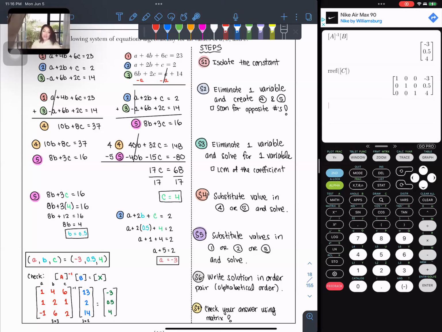I don't know that you're going to get full credit for this because I've never seen it, so I don't know. So what I would say to you is use a matrix as a check. It shouldn't replace your work. Your work should showcase that you know how to do elimination method. Okay. So that's that.